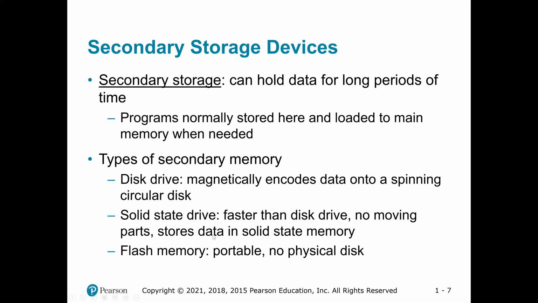So there are a few types of secondary memory. One is the disk drive, what used to be called the hard drive. Nowadays, you can actually buy a solid state drive, which is faster than a disk drive, and flash memory, which is portable and has no physical disk. If you already know the flash drive, you're comfortable with it.